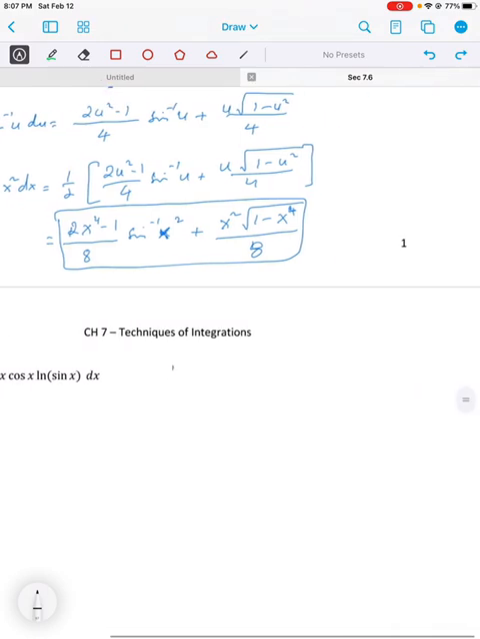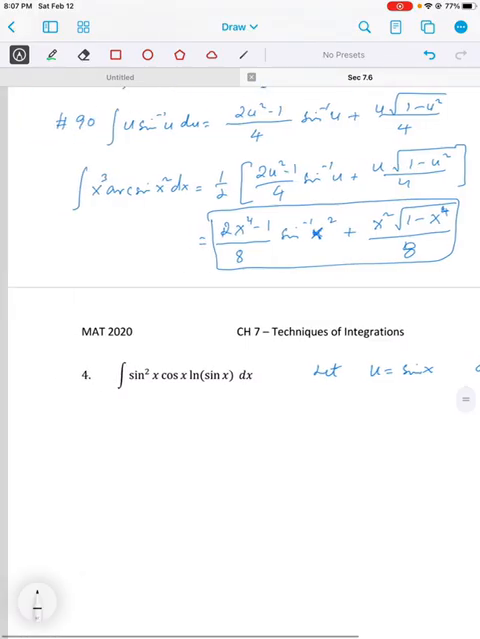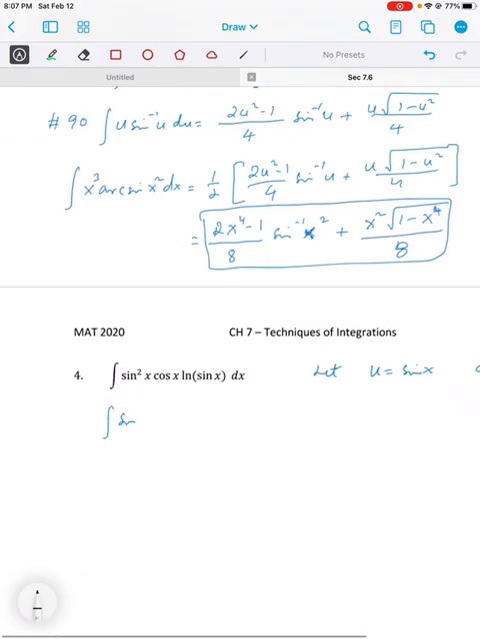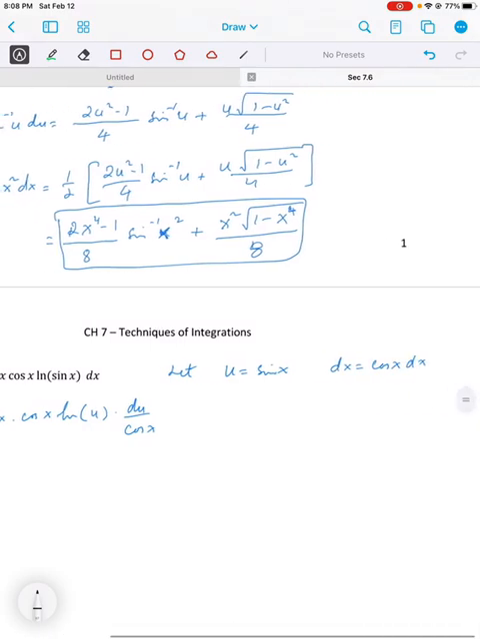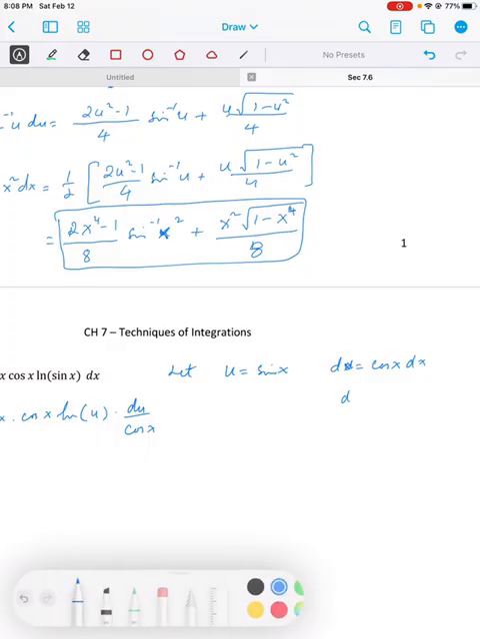So the substitution will be, the problem is suggesting that you take u to be equal to sine x. So which means du is cosine of x dx. Coming back here, so we have sine squared x times cosine of x and ln of sine x, which will become ln of u, and dx will be du over cosine x. Remember from here, this was du.